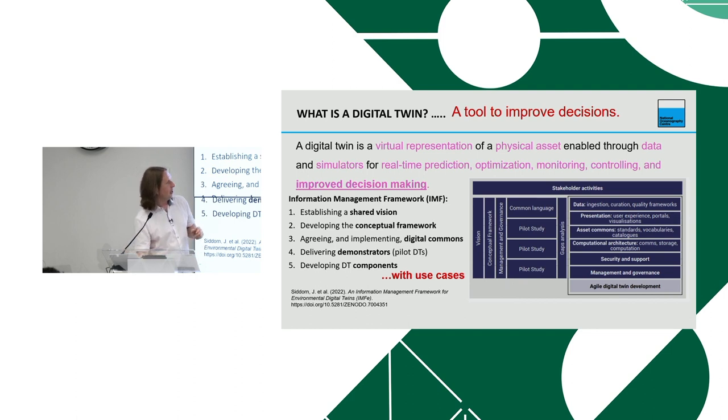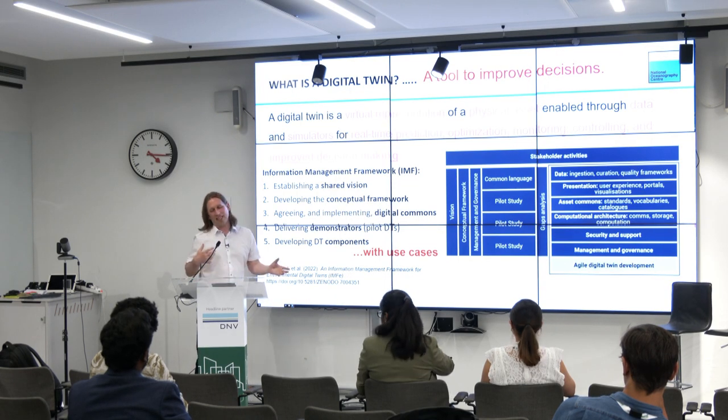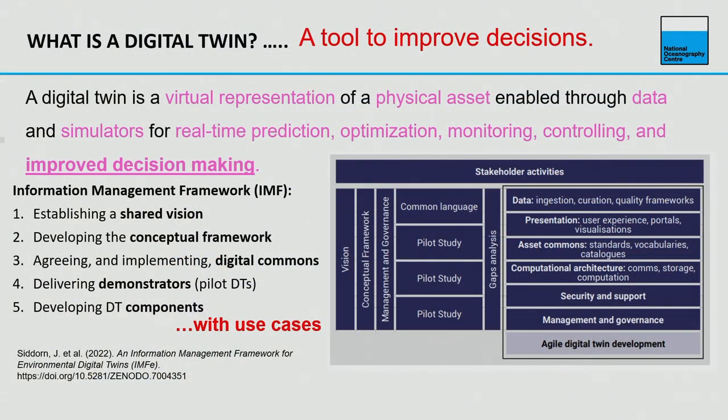We actually want to develop this in an agile way, and that gives you an idea of all the components. But a key thing about this information management framework is establishing a shared vision on digital twins, developing a conceptual framework as to how we can develop them in a way that allows us to make them interoperate. Agreeing and implementing the digital commons. This digital commons effectively gives us a narrow middle. It allows us to scope and narrow down that interoperability to something that's achievable as opposed to trying to achieve the entire interoperability piece.